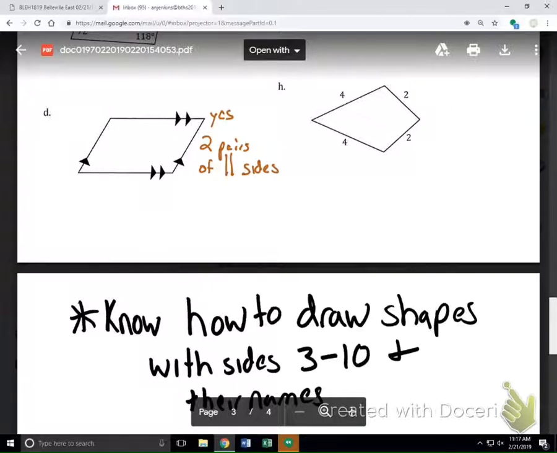And then our last one here on this slide, is this a parallelogram? No. And how did you know it? Yep, opposite sides are not congruent.